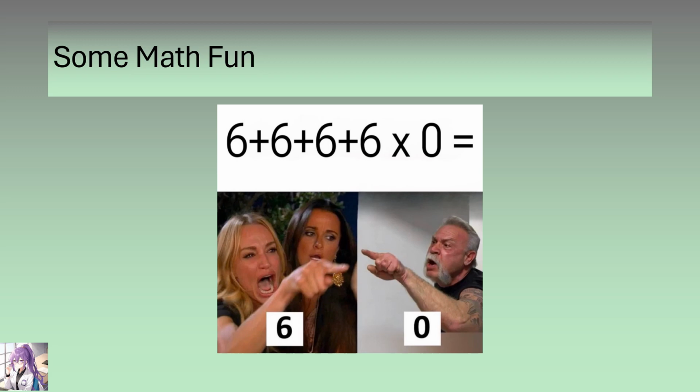In this case, we have the two ladies and the old guy pointing meme, I don't know where the cat is. Apparently they're giving us the answers of 6 and 0. If we actually do the math and do it in the correct order of operations, we do 6 times 0 first, and then add 6 plus 6 plus 6. If we do this, we get 18. And as you know, neither 6 nor 0 equals 18. So it seems that whoever created this meme was deliberately trying to troll people as a way to generate obvious clickbait, and in this particular case, they succeeded.